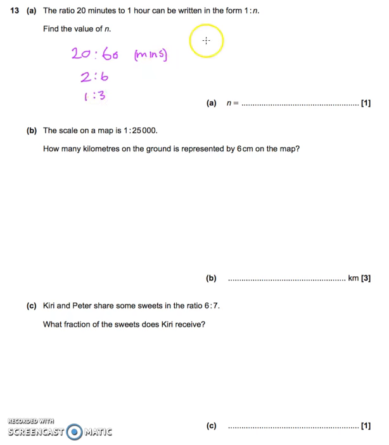So now we've got it in the form of 1 on the left-hand side of the ratio. We're matching what they want us to represent, and so the n must be the 3. So that's our answer.